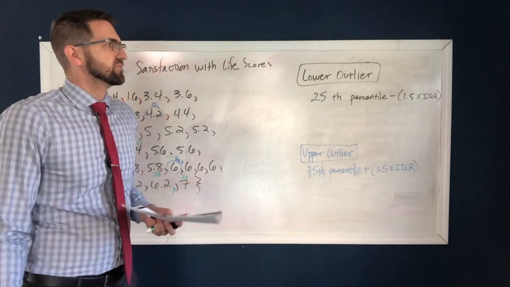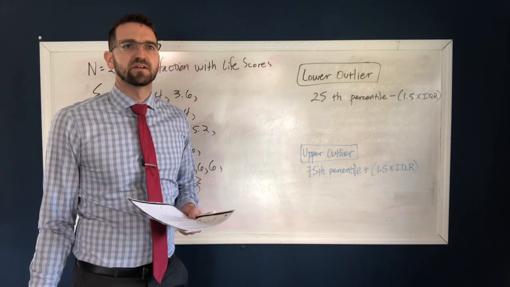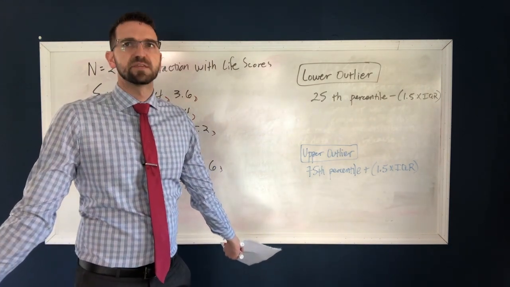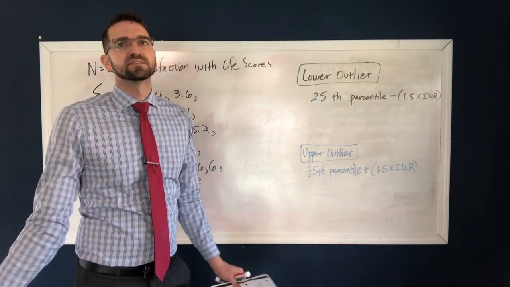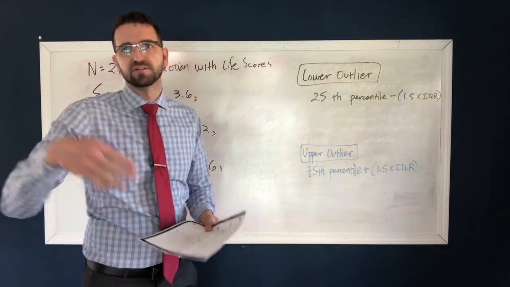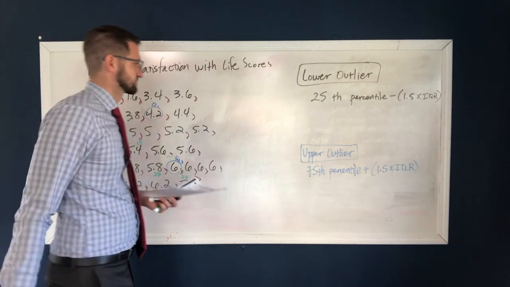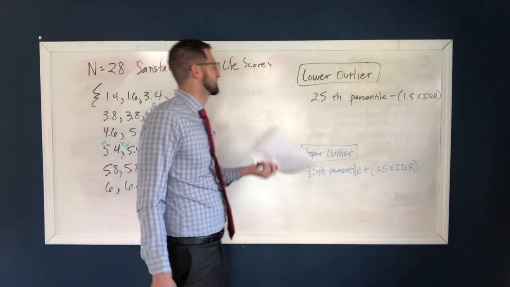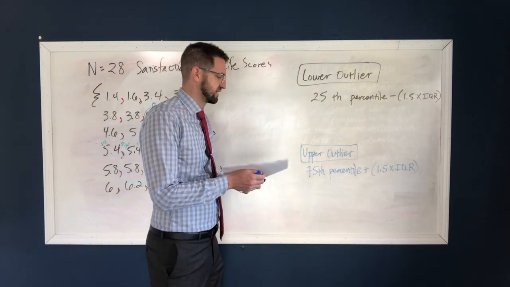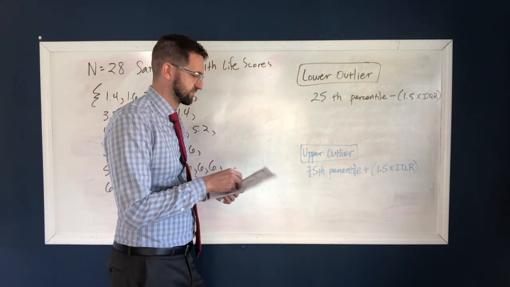Okay, so there's two different types of outliers. There's a lower outlier, right? That would tell you which values seem to be too small, and then there's the upper outlier, which would tell you what values seem to be too big compared to the rest of the values in the distribution of data. So we know most of these components already. So let's go ahead and plug them in and solve these equations.